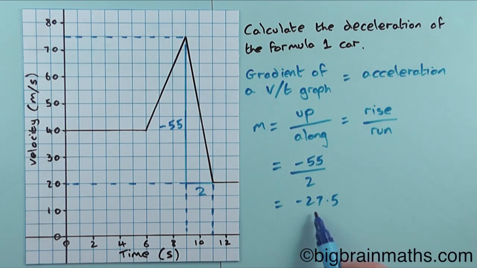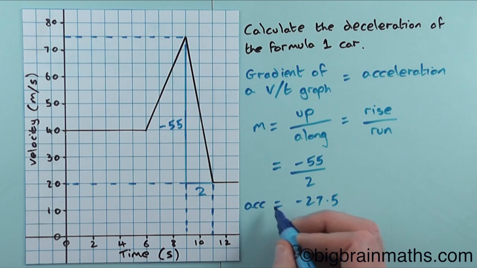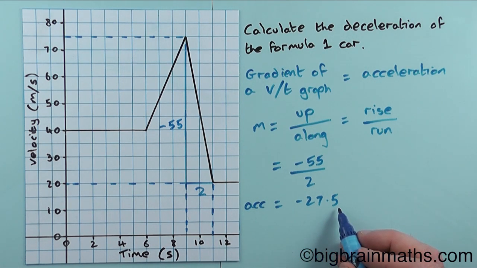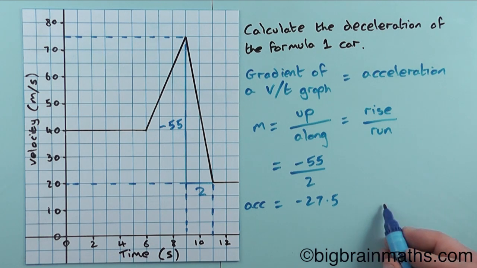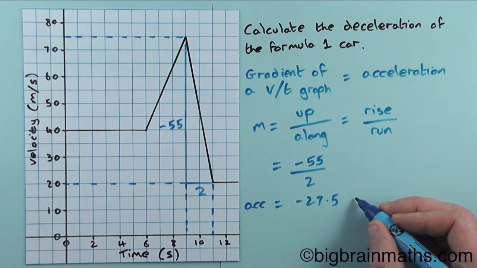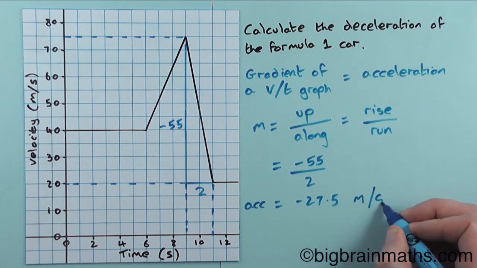Now remember, the gradient of a velocity time graph is equal to the acceleration. So if the gradient is minus 27.5, that means that the acceleration is also minus 27.5. Finally, we need to put the units of acceleration on the end of this answer. And remember, acceleration is measured in meters per second squared.